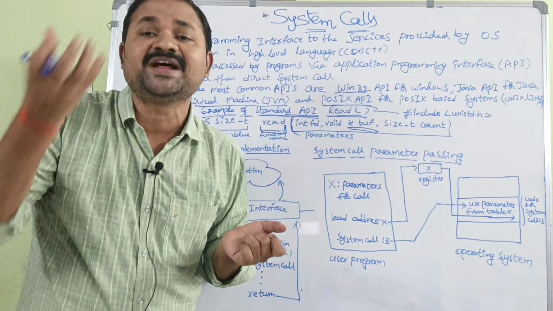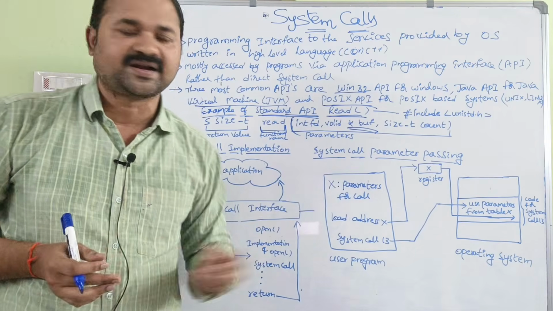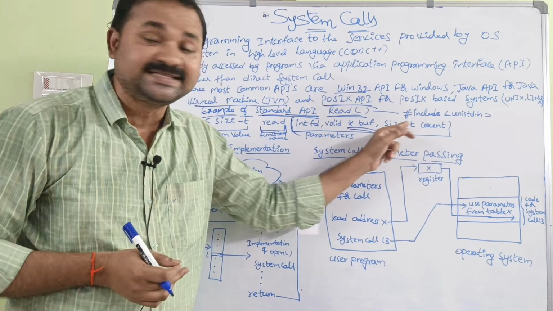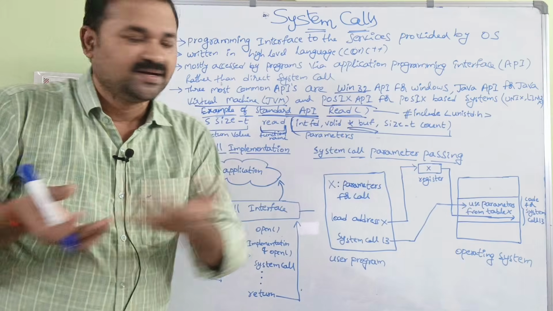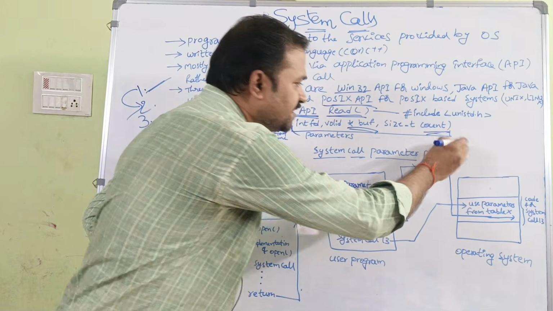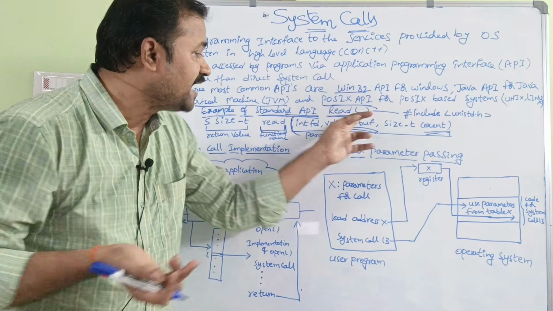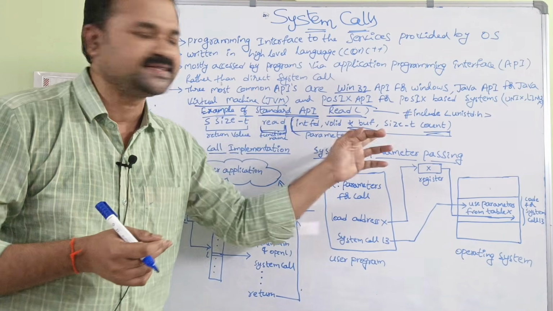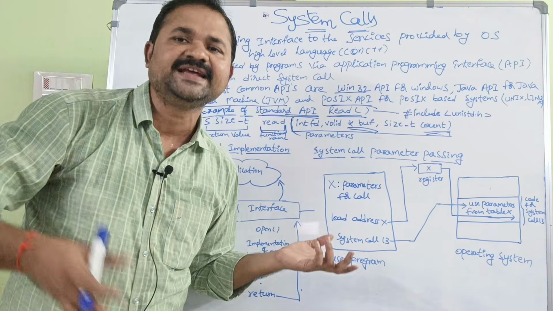We have to read data from the file, so we need to store that data into a buffer. For that purpose we are using this buffer, comma, size_t count. This is nothing but an integer value: how many bytes we are reading from the file and need to store in this buffer. So this count specifies the number of bytes or characters to be read from the file and stored in this buf variable. This is nothing but the API for the read function. With the help of the read function we can read data from the file.